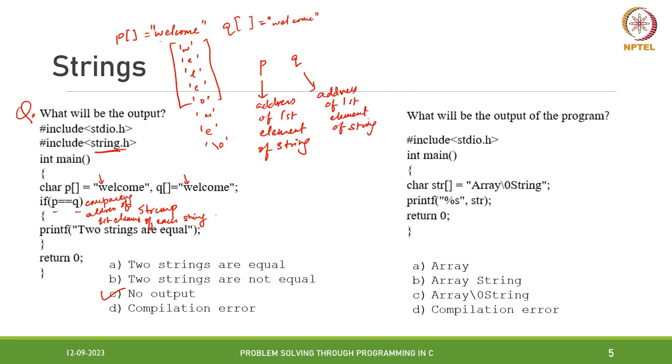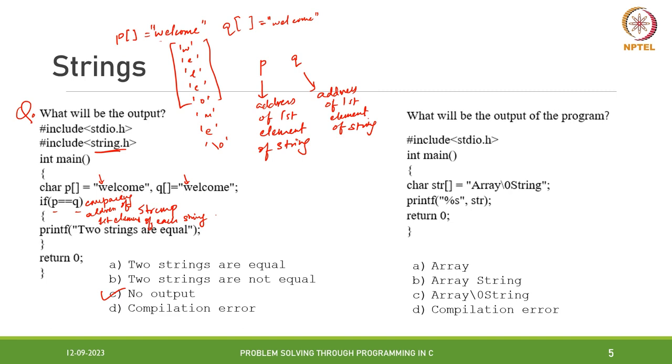The values of the first element of each of the strings are the same, the small w, right? But the addresses are definitely different because these are two different strings, so they have been allocated different spaces in the memory. So the addresses of all the elements are different. If I compare the address of the first element of the first string to the address of the first element of the second string, the addresses are different.